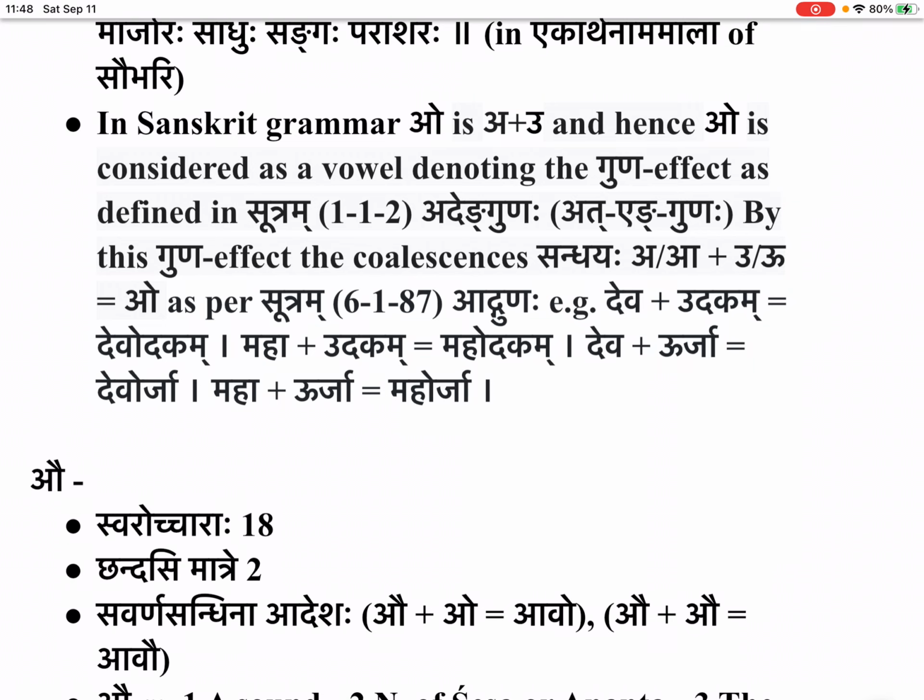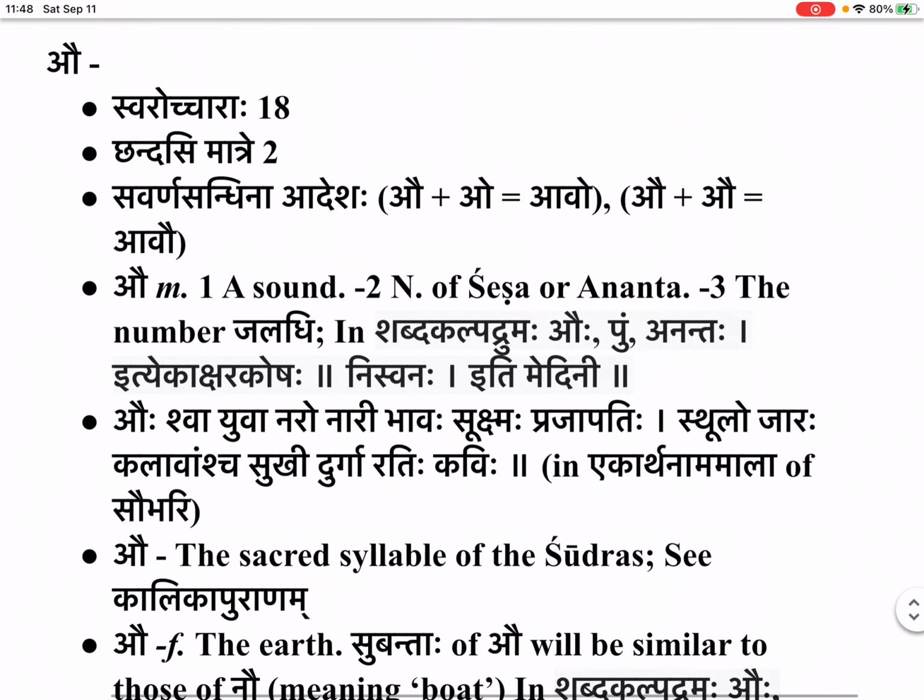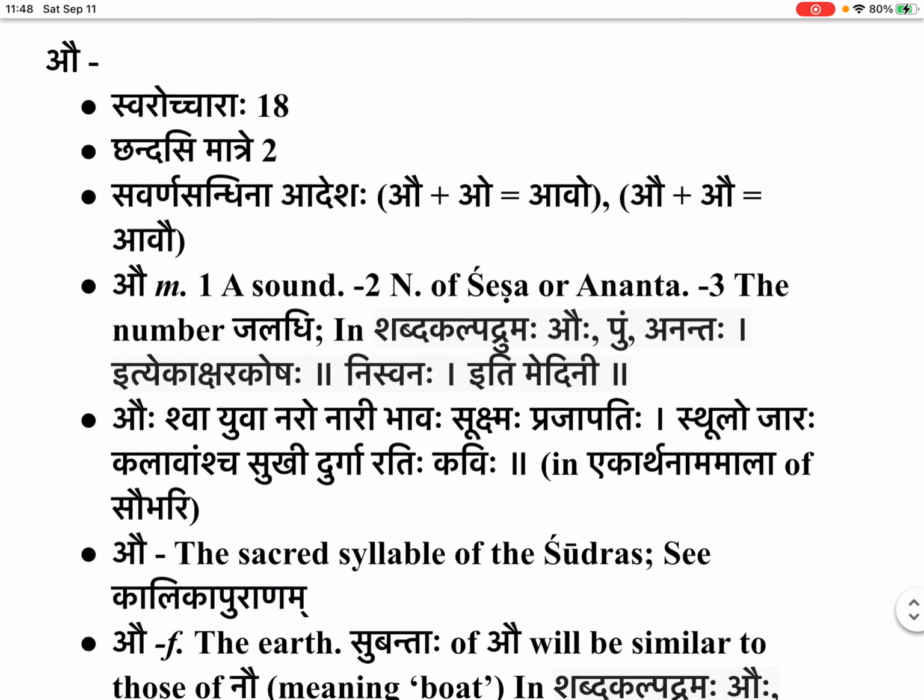Now, Au. Swarocharah 18, Chhandasi Matre 2, Savarna sandhina adeshah. Au plus o, avo. See, au becomes av and to that o adds in, so it becomes avo. Au plus au, first au becomes av plus au adds into it, avau.